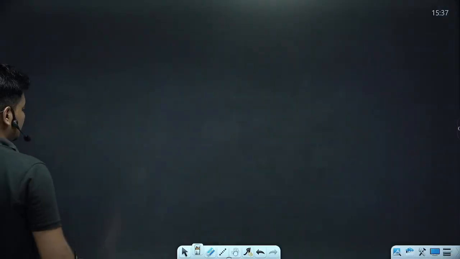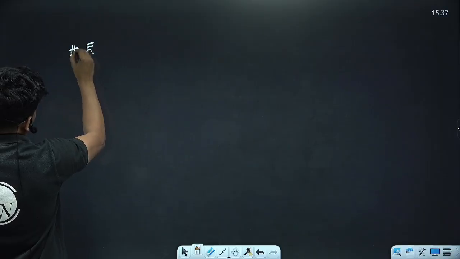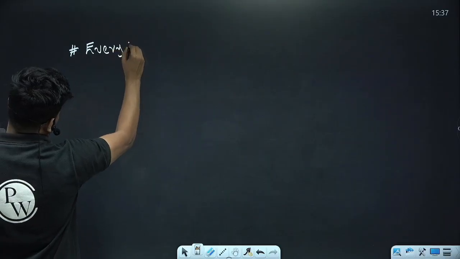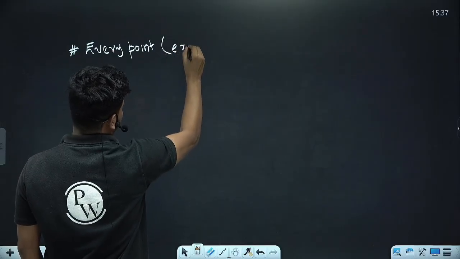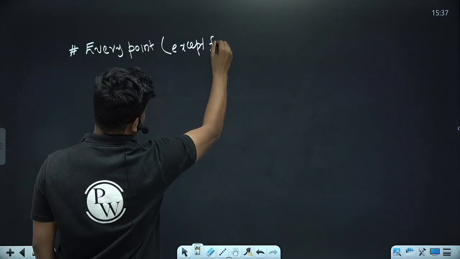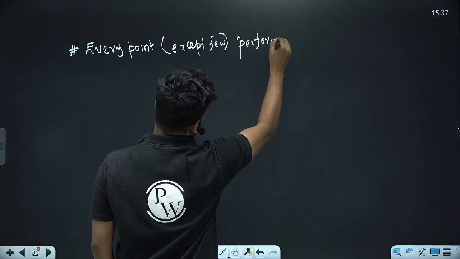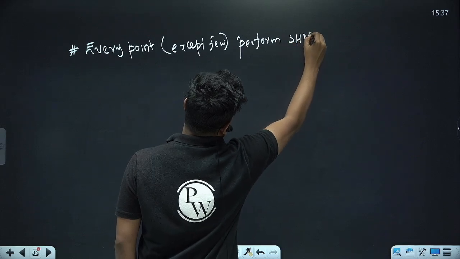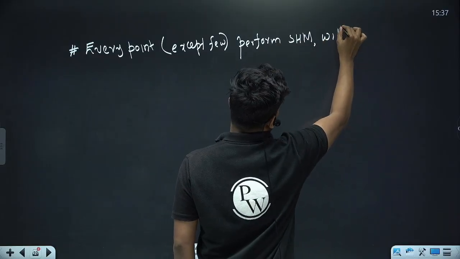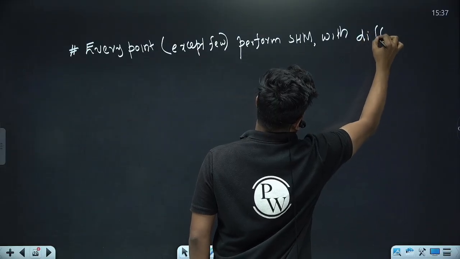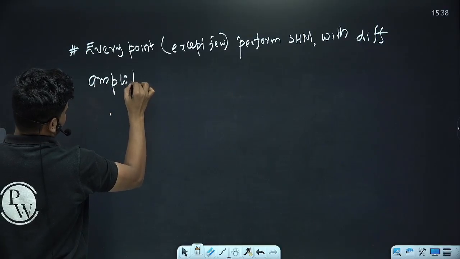So this point we should remember. What is happening in a standing wave? Every particle, we should remember this one. Every point except a few, who are they? Except the nodal points, perform simple harmonic motion with a different amplitude.